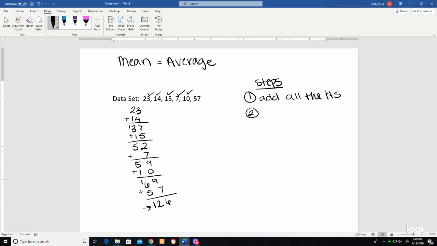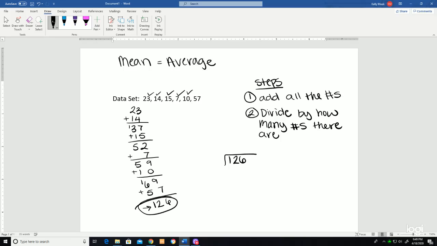Step 2 is then to divide by how many numbers there are. So our next step is to take this total down here, and we're going to divide it by how many numbers there are. There are 1, 2, 3, 4, 5, 6 numbers. So we're dividing this guy by 6. All right, so let's go ahead and divide.